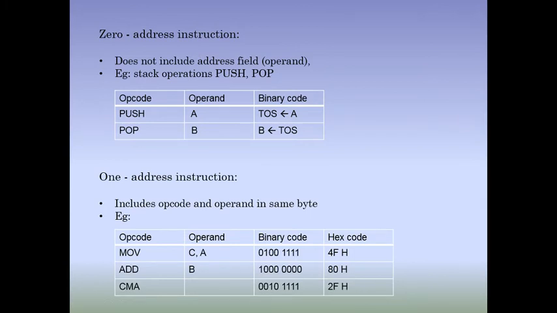Another category or another instruction format is the 1 address instruction format. It includes opcode and operand in the same byte. Same byte means 8 bit. Okay, within 8 bits of computer memory, in main memory, it will store both the opcode as well as the operand portion. So of course we have a total of 8 bits. The first 4 bits will store the opcode, and the following 4 bits will store the operand.